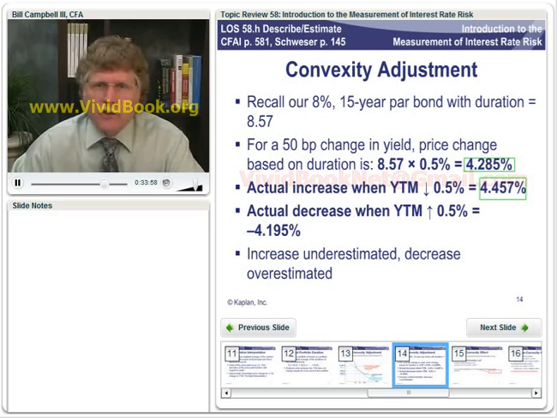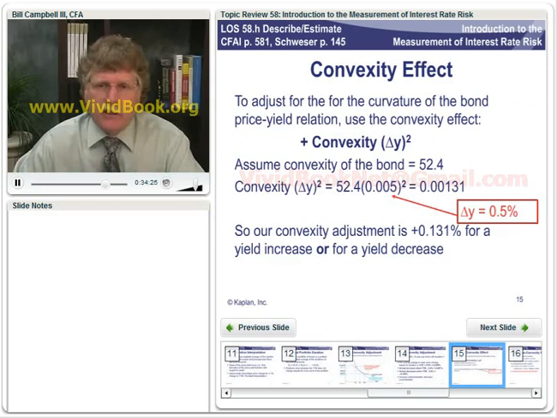The actual decrease is negative 4.15. We would have estimated 4.28. So we have overestimated the price decrease. This is always true for bonds with no embedded options. Duration always underestimates price increases for a decrease in yield, always overestimates the price decrease for an increase in yield. We're going to make an adjustment that we call convexity.